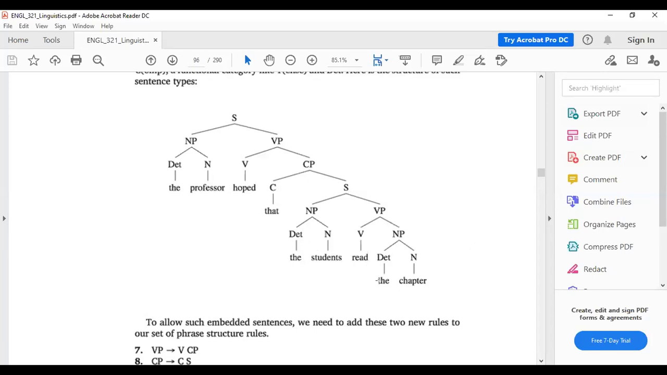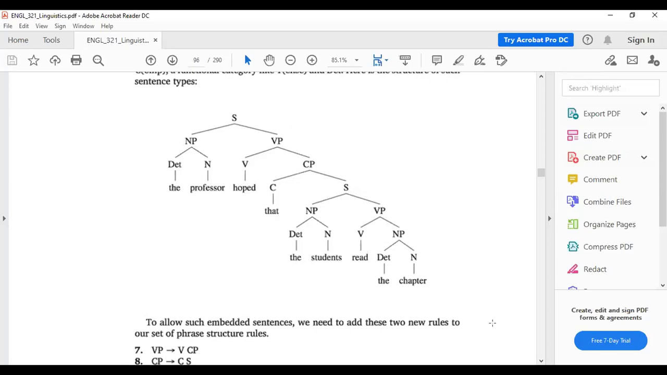But here, that the students read the chapter, this is a complementizer phrase. And here we can't have NP, we have CP. And the CP rule is that we have C and S, an embedded sentence inside the larger sentence. Remember the embedded clause? He said that, he hoped that, and so on. So here we have the C, the complementizer that, then we have S, and then we go back. S gives NP VP, the students, and then VP, we have the verb read, and the NP, the object of the embedded clause, the chapter.